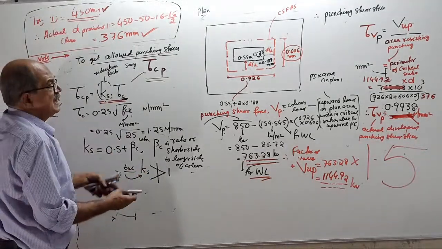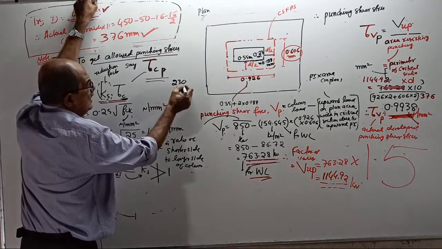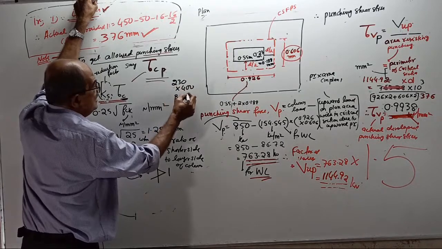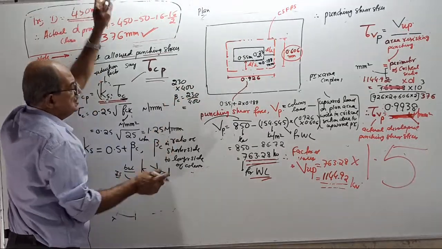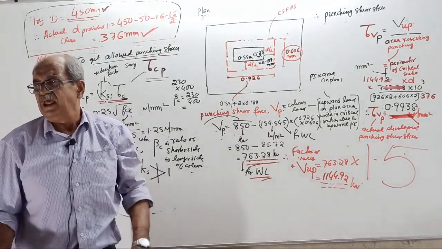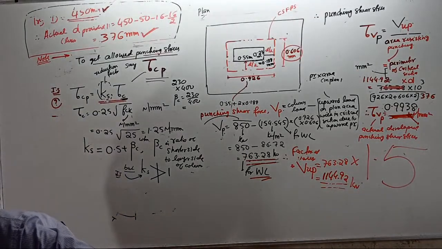Okay, now suppose it is a column of 230 millimeter by 400 millimeter. Tell the answer. What is beta C? 230 by 400. Suppose the column is 230 by 400. Beta C, how much? Ratio.